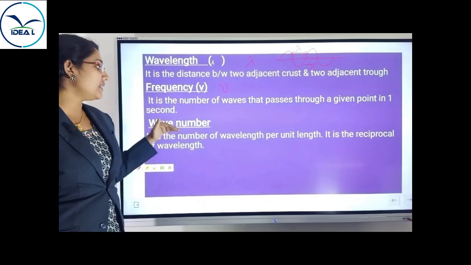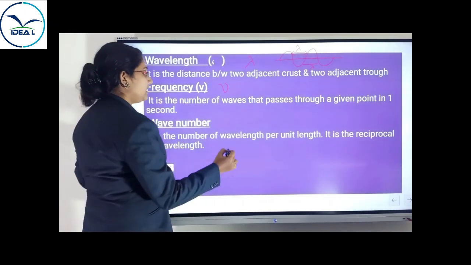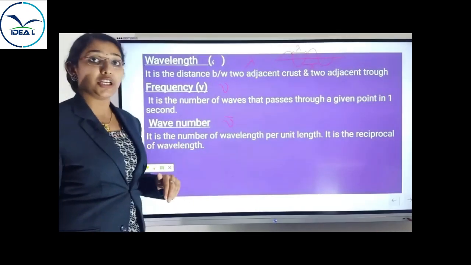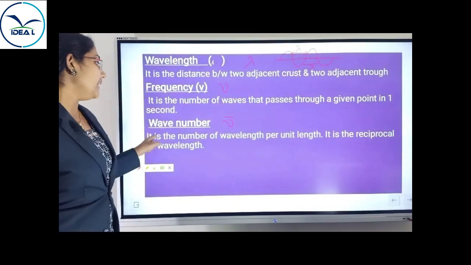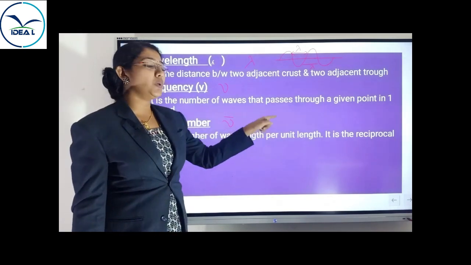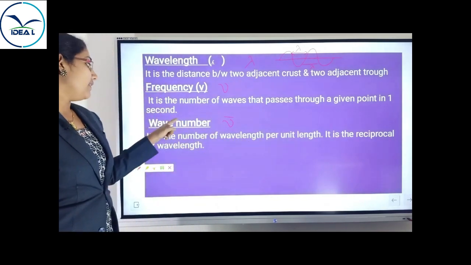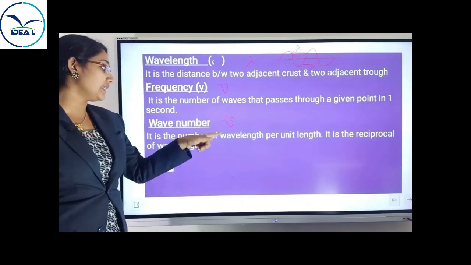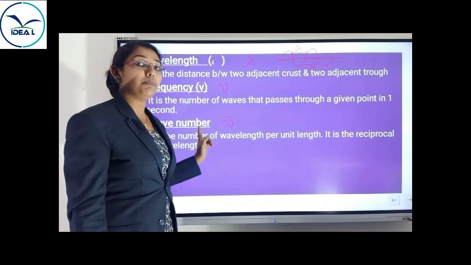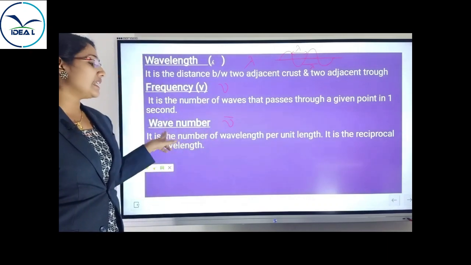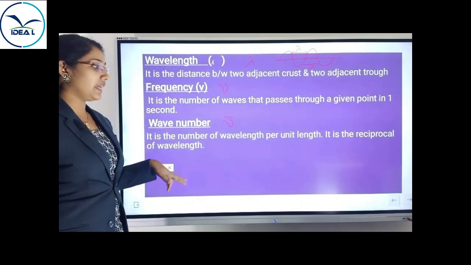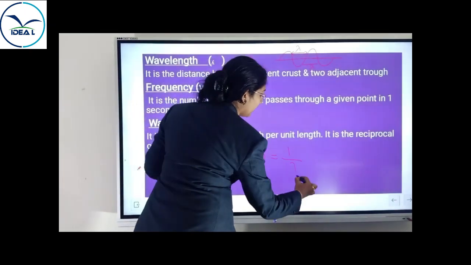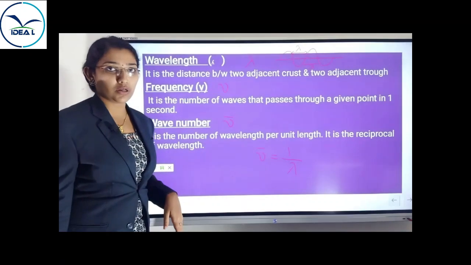Then the next term is wave number. It is denoted by nu bar. It is the number of wavelengths per unit length. Wave number means the number of wavelengths per unit length. In 1 unit length, how many wavelengths? Also it is the reciprocal of wavelength, which means that nu bar is equal to 1 by lambda, the reciprocal of wavelength.